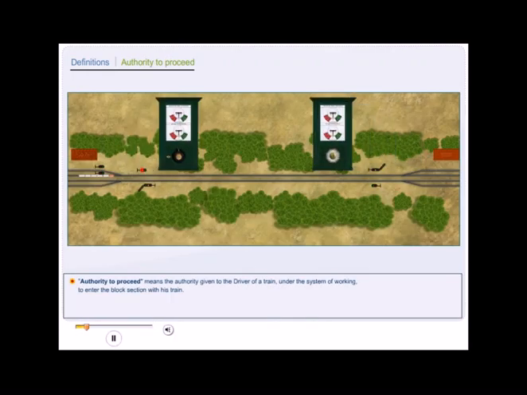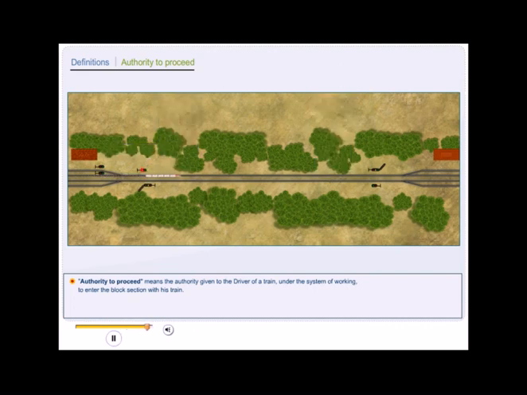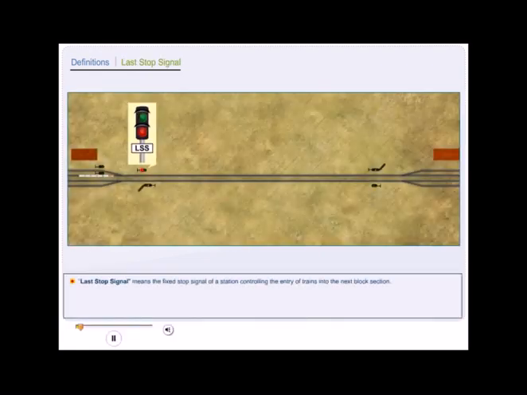Authority to proceed means the authority given to the driver of a train under the system of working to enter the block section with his train. Last stop signal means the fixed stop signal of a station controlling the entry of trains into the next block section.